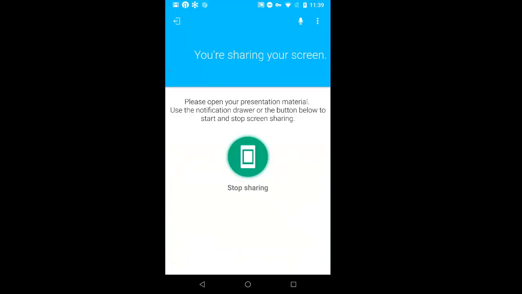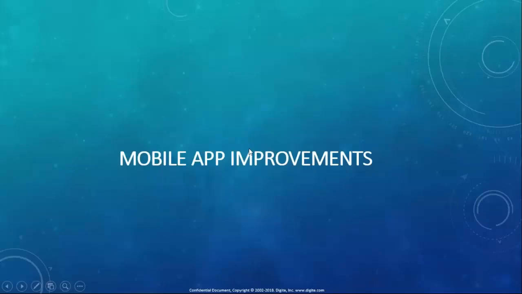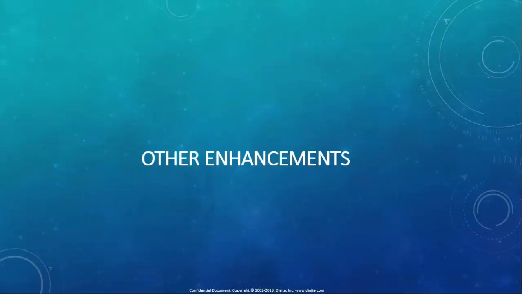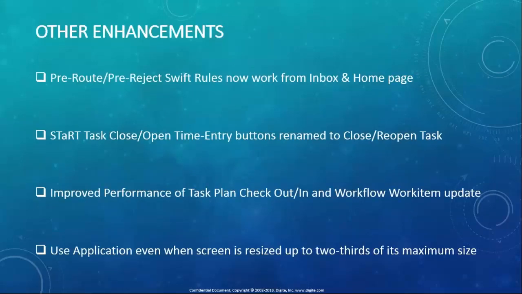Now I'll switch over to the web app. Okay, so we looked at all the mobile app improvements that we have done as part of this release. Now moving on to the other enhancements. One of the other enhancements we have done as part of this release is to ensure that the pre-route and the pre-reject Swift rules work via our inbox and the new homepage.